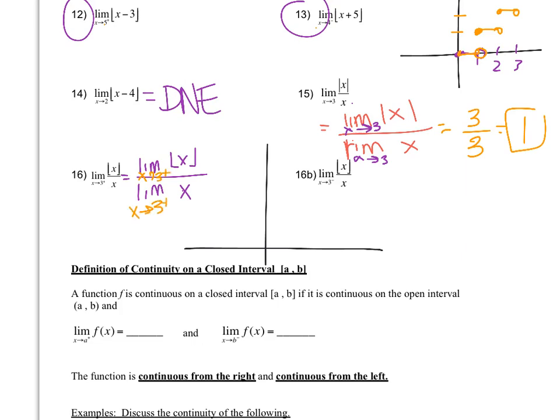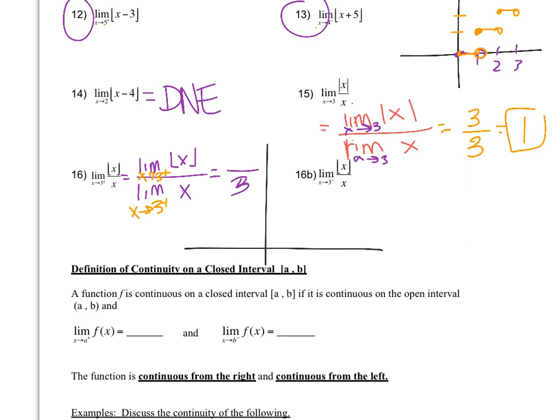Okay, so I can evaluate each of these limits separately. I know that the limit as x approaches 3 in my denominator, of the function x itself, is just going to be 3. So I don't need to apply any of the greatest integer function to that.